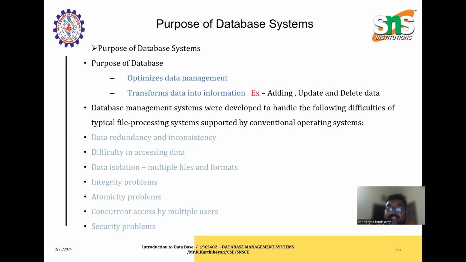So database management systems were developed to handle the following difficulties of typical file processing systems supported by conventional operating systems: data redundancy and inconsistency, difficulty in accessing data, data isolation with multiple files and formats, integrity problems, atomicity problems, concurrent access by multiple users, and security problems. So we go for the next one.